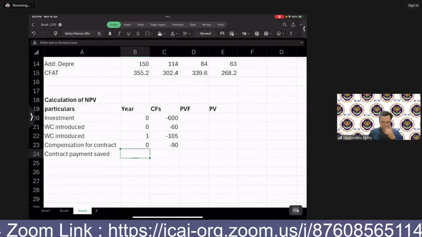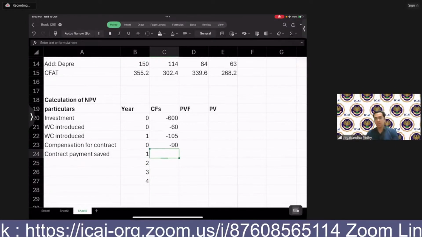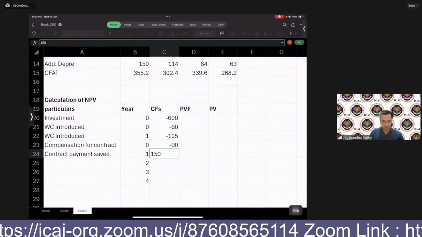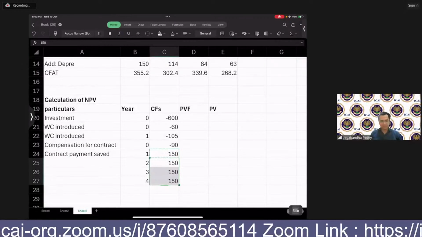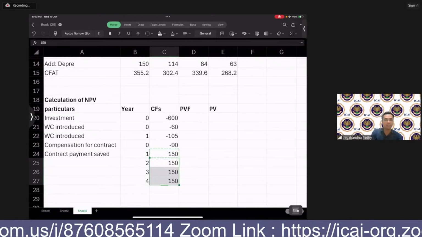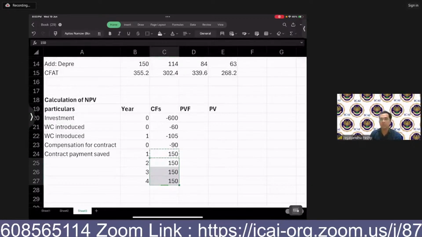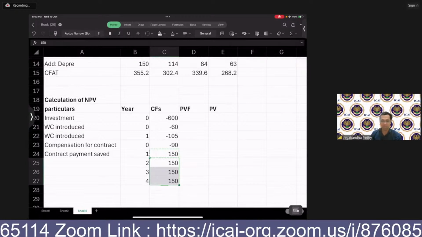Contract payment saved, which is going to happen from year 1, 2, 3, 4. In all the 4 years, you would have actually paid 150, but that 150 was supposed to be an expenditure, and now you're going to take up this project, which is not going to involve this outflow. So that is where your savings are.